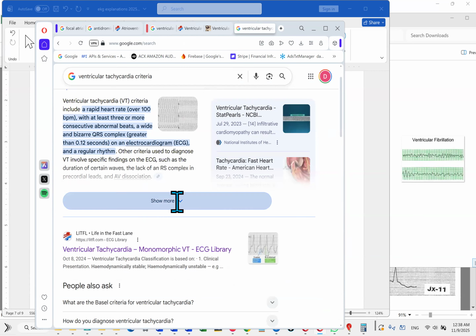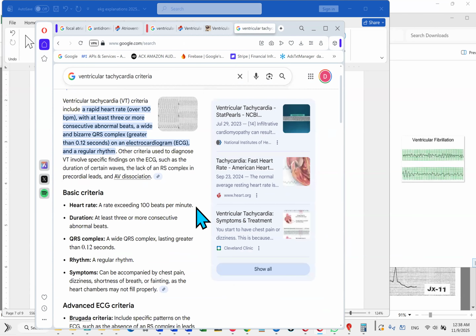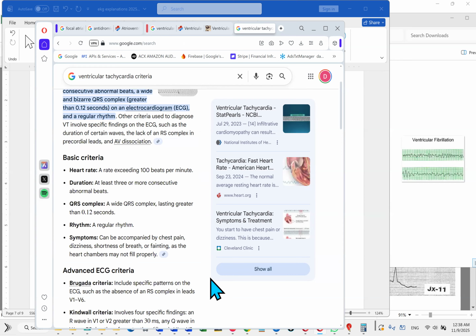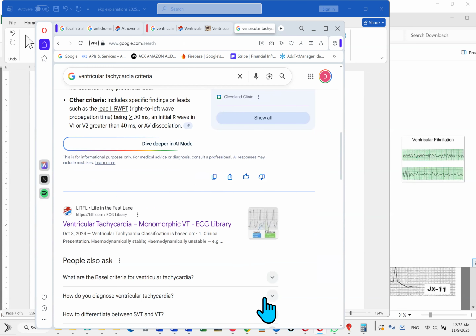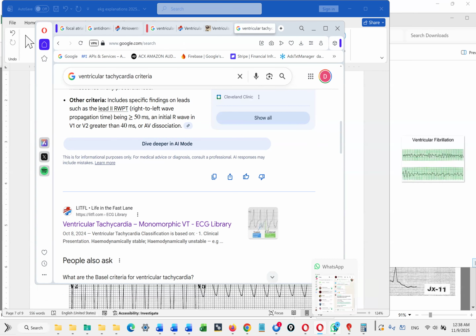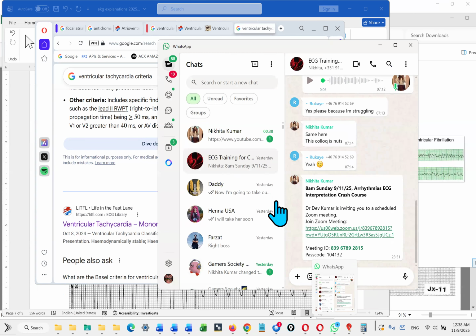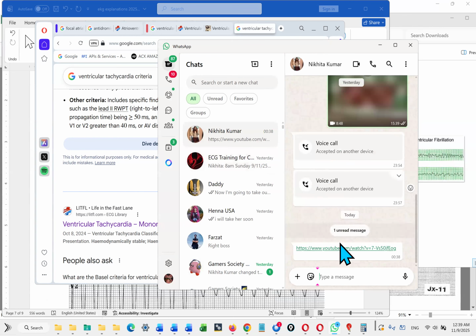Okay, here is some criteria from Google. Rate exceeding 100, which is tachycardia. Three or more consecutive beats, and it's regular. So I sent you this video that was about VT versus SVT with aberrancy. It's just like a minute, but if you just open that, it would show you a list of criteria, and it goes through what is SVT.